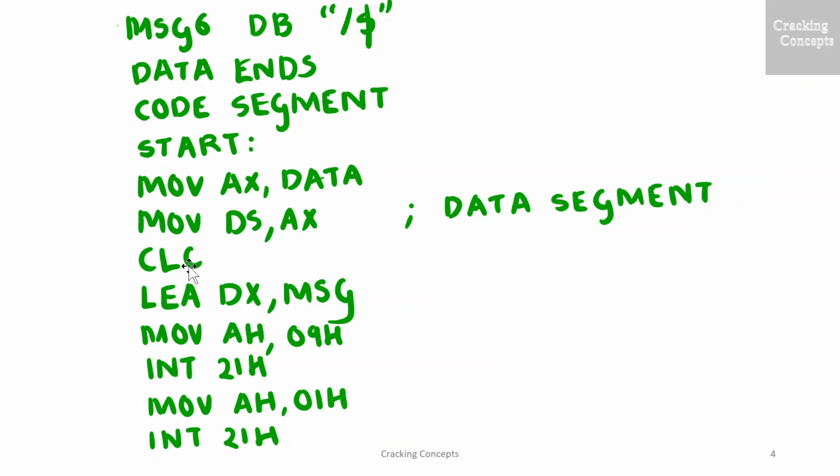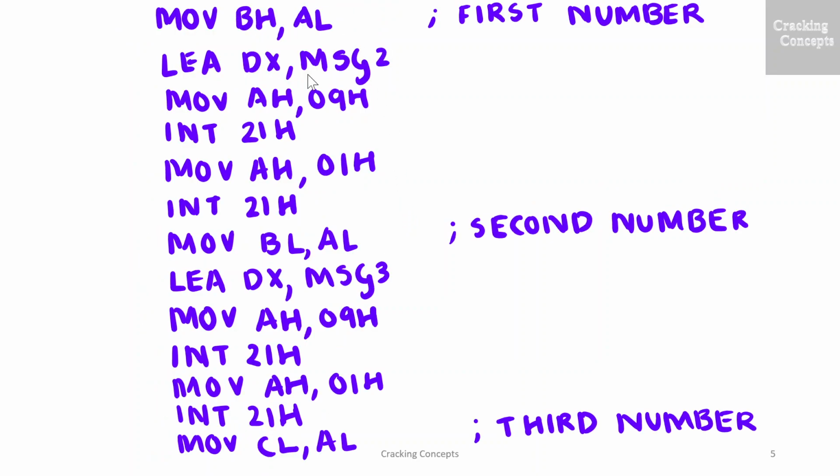Then we clear the carry flag, since this carry bit will be used in the future computations. Then we display the string to enter the first number. Its value is taken using the function code 01H and stored in the register BH. Similarly, the second and the third numbers are read and stored in the registers BL and CL.